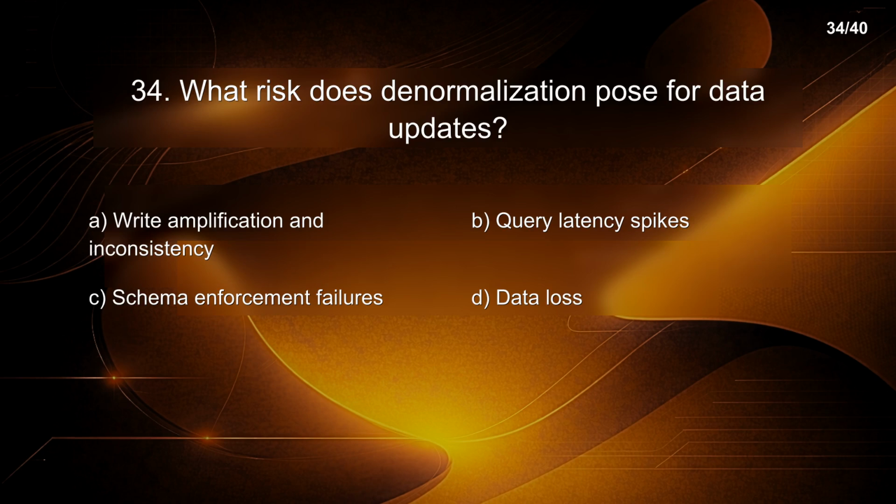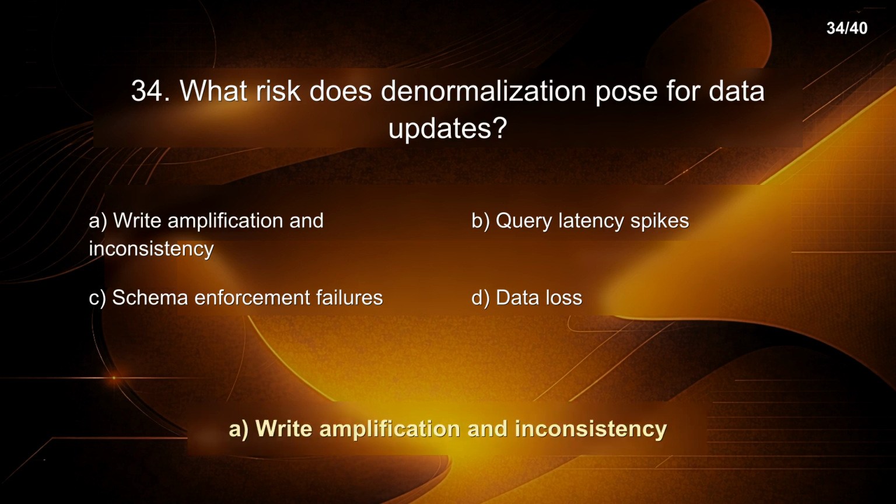34th question. What risk does denormalization pose for data updates? A. Write amplification and inconsistency. B. Query latency spikes. C. Schema enforcement failures. D. Data loss. Correct answer is A. Write amplification and inconsistency.